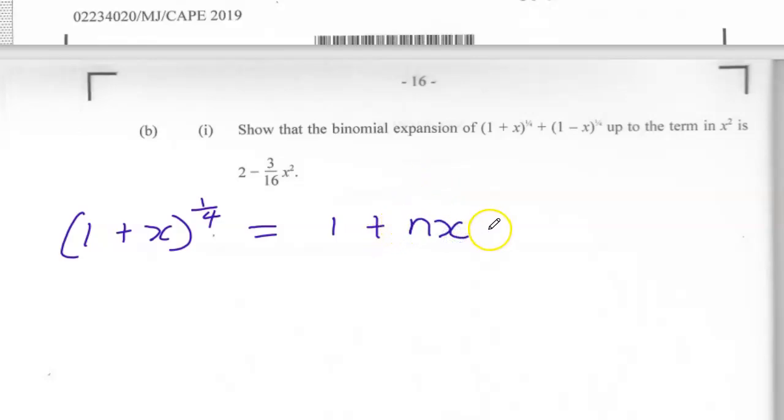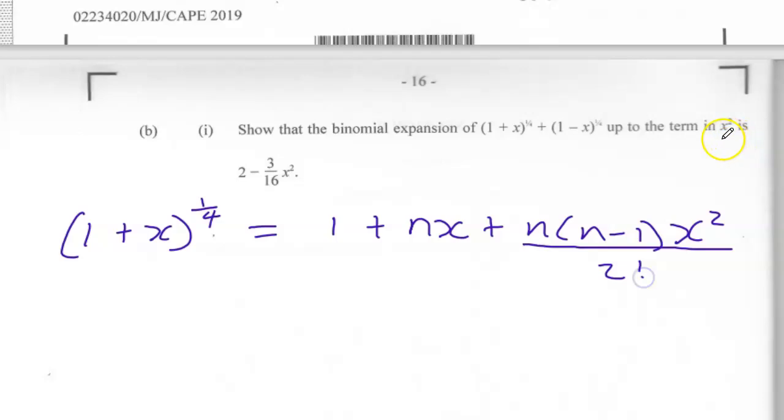So part B, show that the binomial expansion of (1 + x) to the power of a quarter plus (1 - x) to the power of a quarter, up to the term in x squared, is... Let's determine (1 + x) to the power of a quarter first, and we're going to use the formula 1 + nx + n(n - 1)x squared over 2 factorial. So we're stopping at the term in x squared.